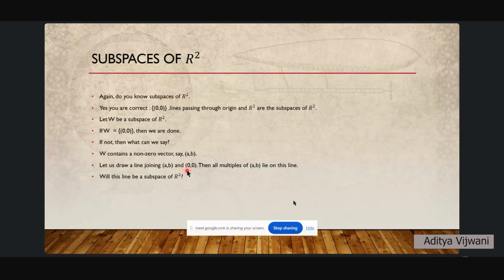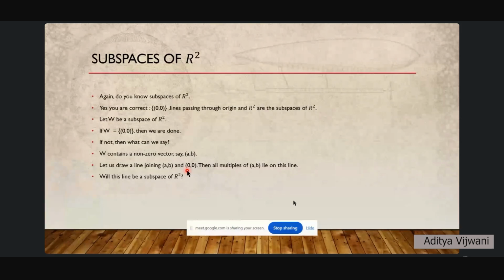Yes. How? Because if we add any 2 points on this line, the sum is also going to be on that same line. And any scalar multiple of a point will also be on this line. So it's a subspace.